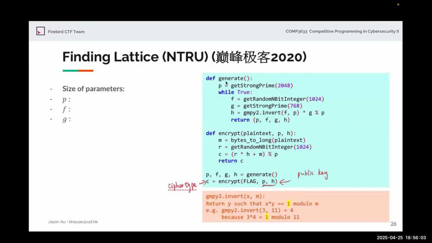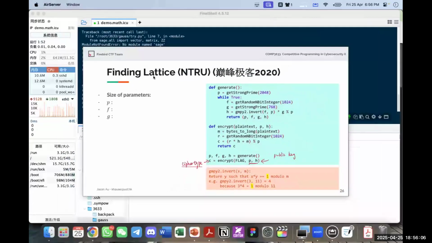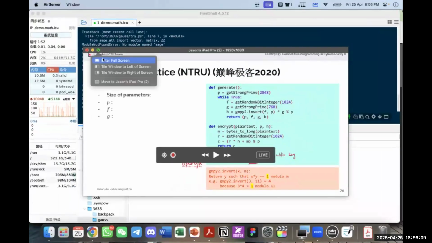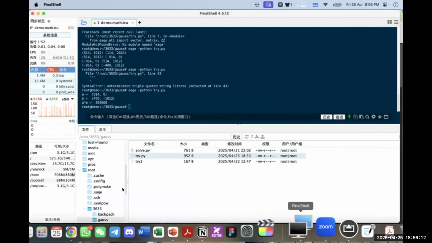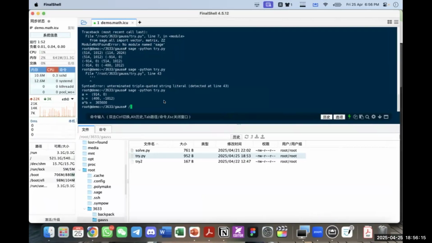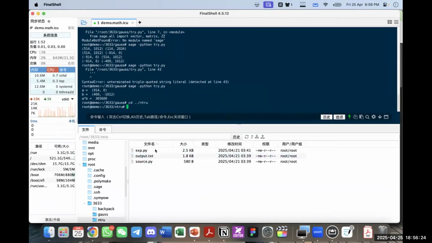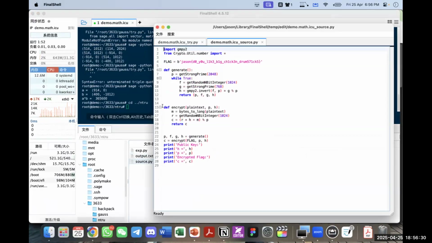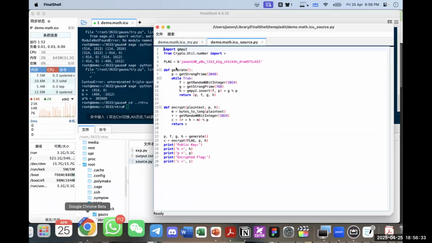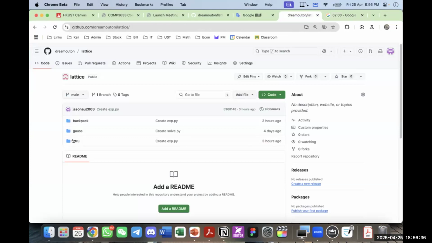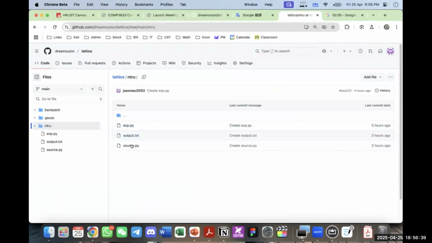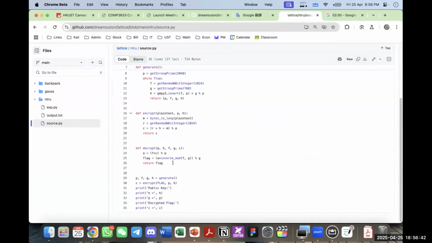And actually there's a decrypt program that I didn't put in the slides. We can go to the parent directory, which is called NTRU. So in the source file, there's actually a decrypt function. I also didn't include it here, I included it in the GitHub repository. So there's a decrypt function given to you. So we don't have to construct the decrypt function.